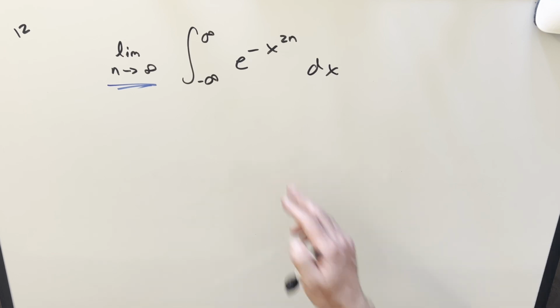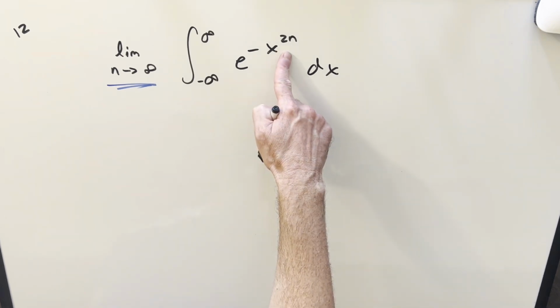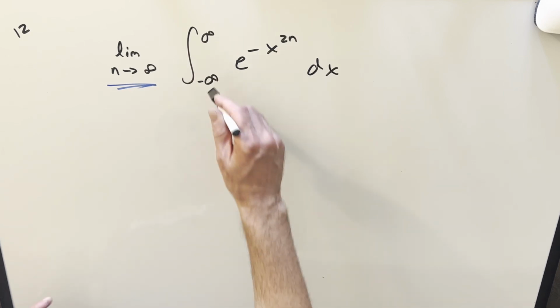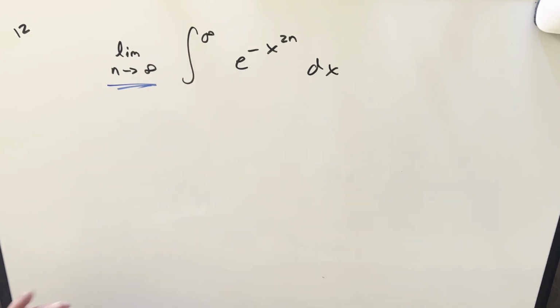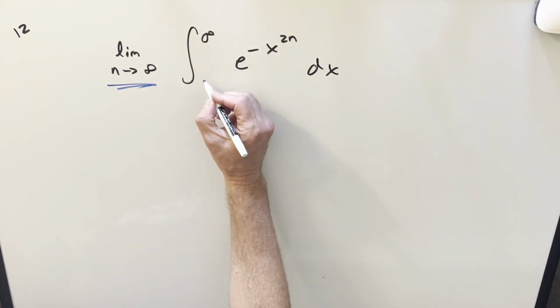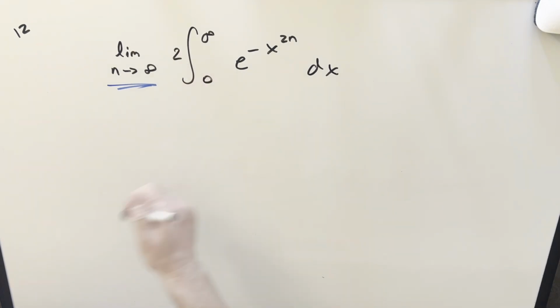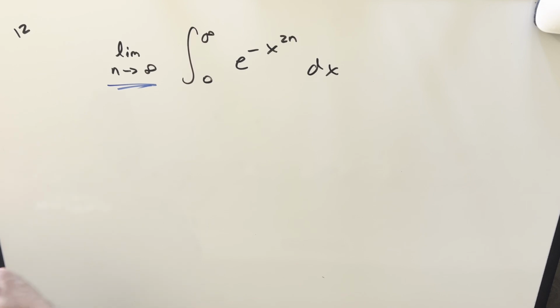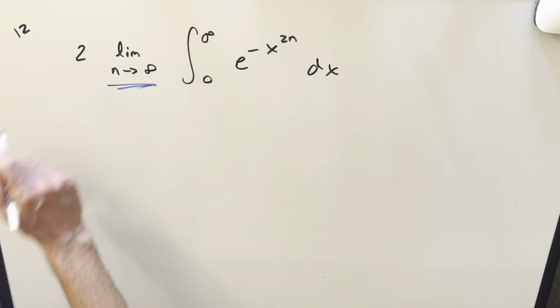One thing we can do is we know that this is an even function because we're going to have an even exponent here. So we can use the property of even functions, change this bound here to a 0 and bring a 2 out front. But actually you can bring a constant outside of the limit too, so we can bring the 2 all the way out here so it doesn't bother us.